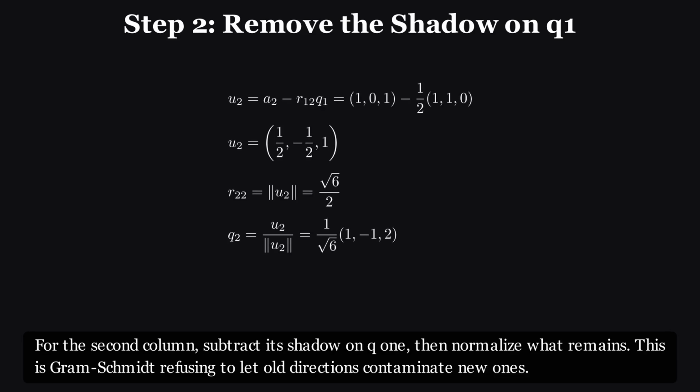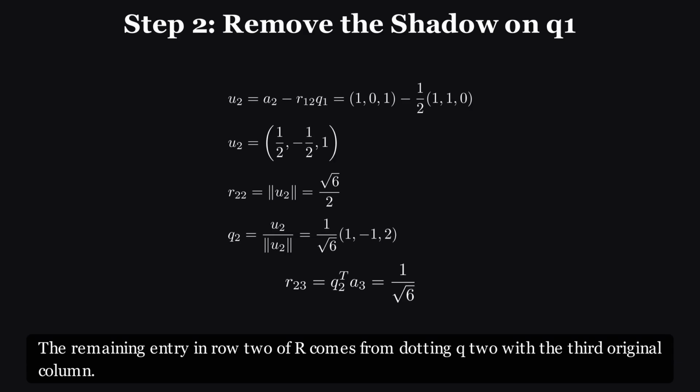For the second column, subtract its shadow on Q1. Then normalize what remains. This is Gram-Schmidt refusing to let old directions contaminate new ones. The remaining entry in row 2 of R comes from dotting Q2 with the third original column.